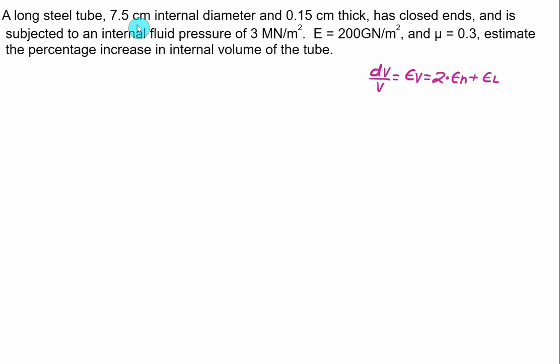Here we have the internal diameter di directly given, equal to 7.5 cm multiplied by 10, that will be equal to 75 mm. Thickness is 0.15 cm, so we have thickness t equal to 0.15 multiplied by 10, that is equal to 1.5 mm, and the pressure p is equal to 3 megapascal. Young's modulus and mu are given.